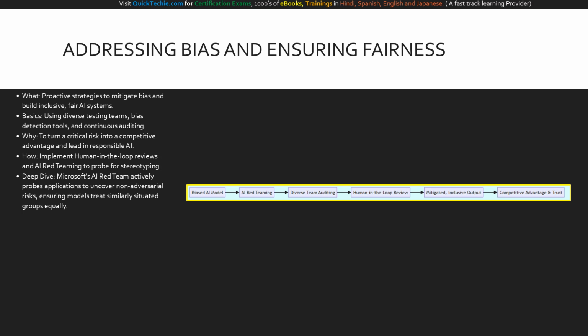The terminal node shows the ultimate business reward, competitive advantage, and trust. By visualizing this process, you can see that fairness does not happen by accident. It requires a deliberate, multi-layered filtration system embedded directly into your AI deployment lifecycle.